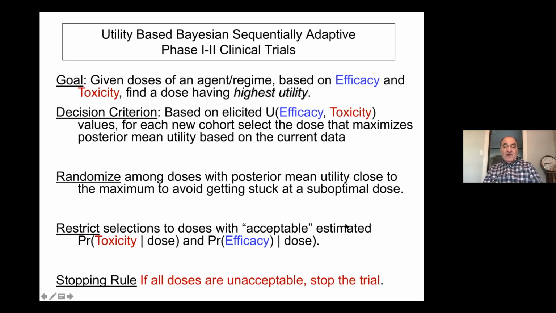And we've got these rules. Marginally, you've got to have acceptably low toxicity probability and acceptably high efficacy probability. And then if no doses are acceptable, you stop.